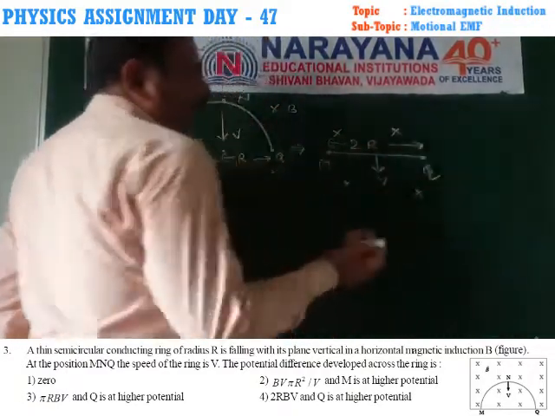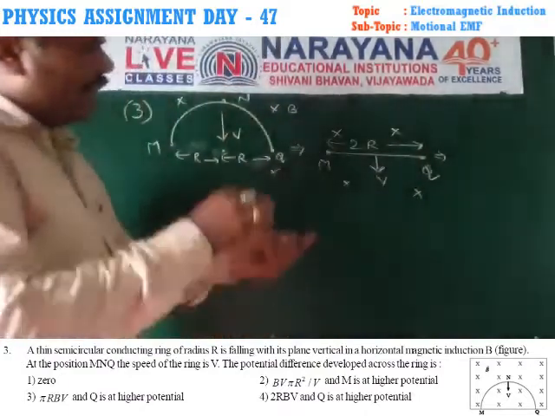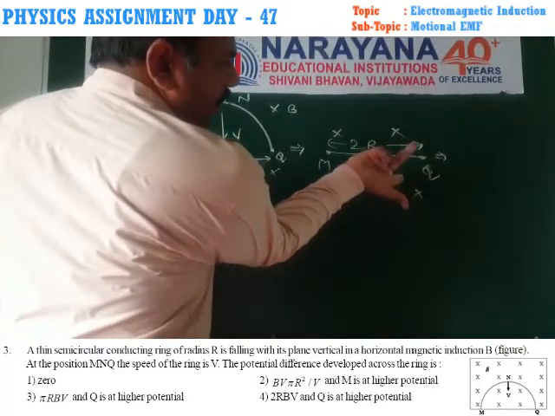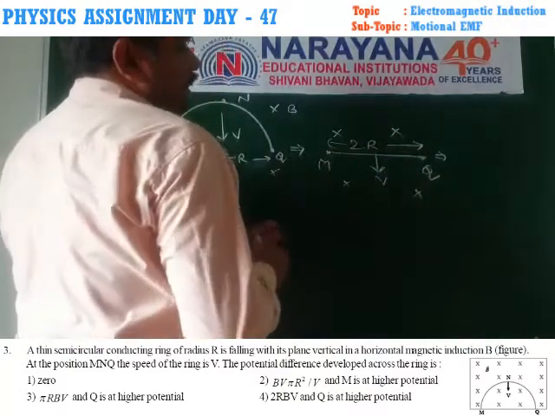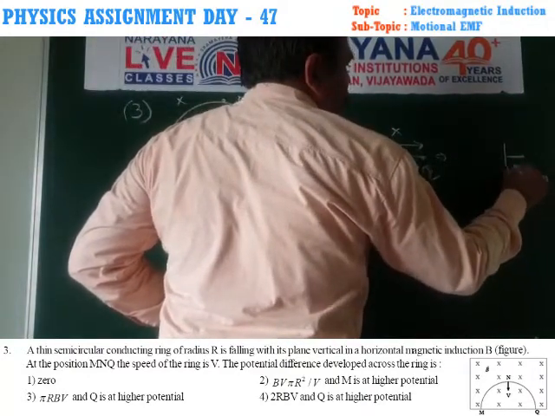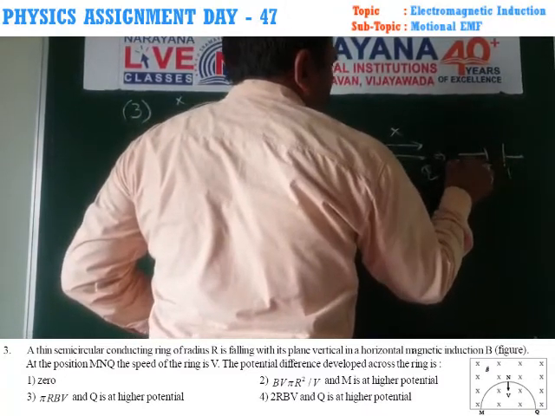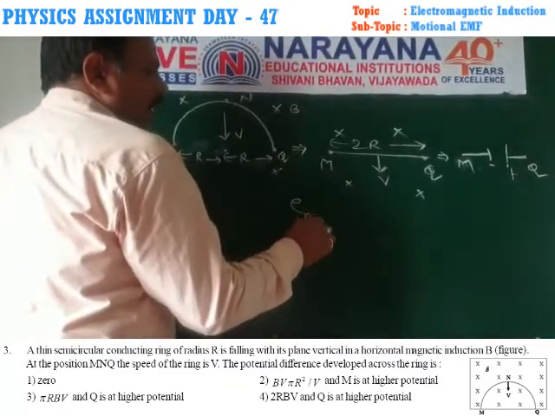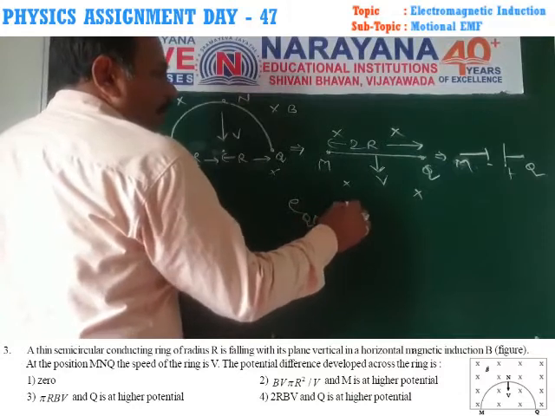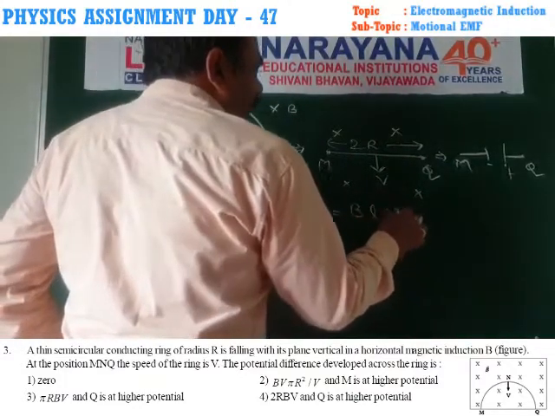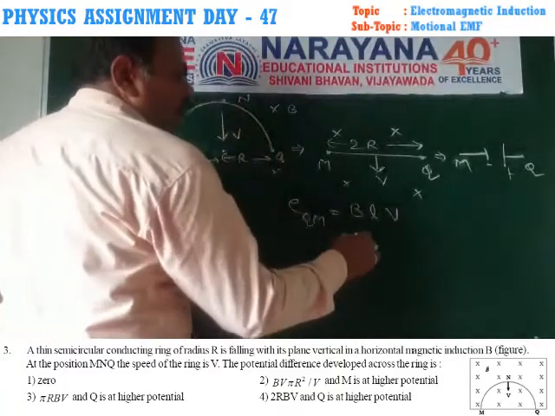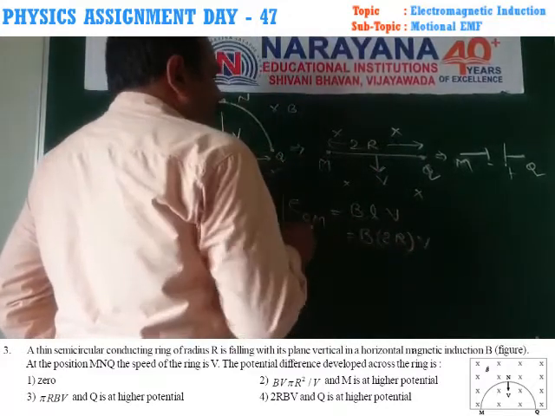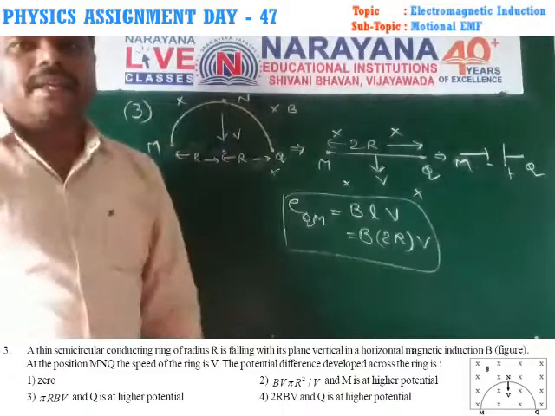So the length here is 2R. According to Fleming's right hand rule, with the inward magnetic field direction, stretch the thumb along the direction of the conductor's motion. Q is the higher potential point and M is the lower potential point. Therefore, the EMF across Q and M is BLV. What is the length here? 2R. So B into 2R into v is the EMF across the ends of the semicircular conductor.